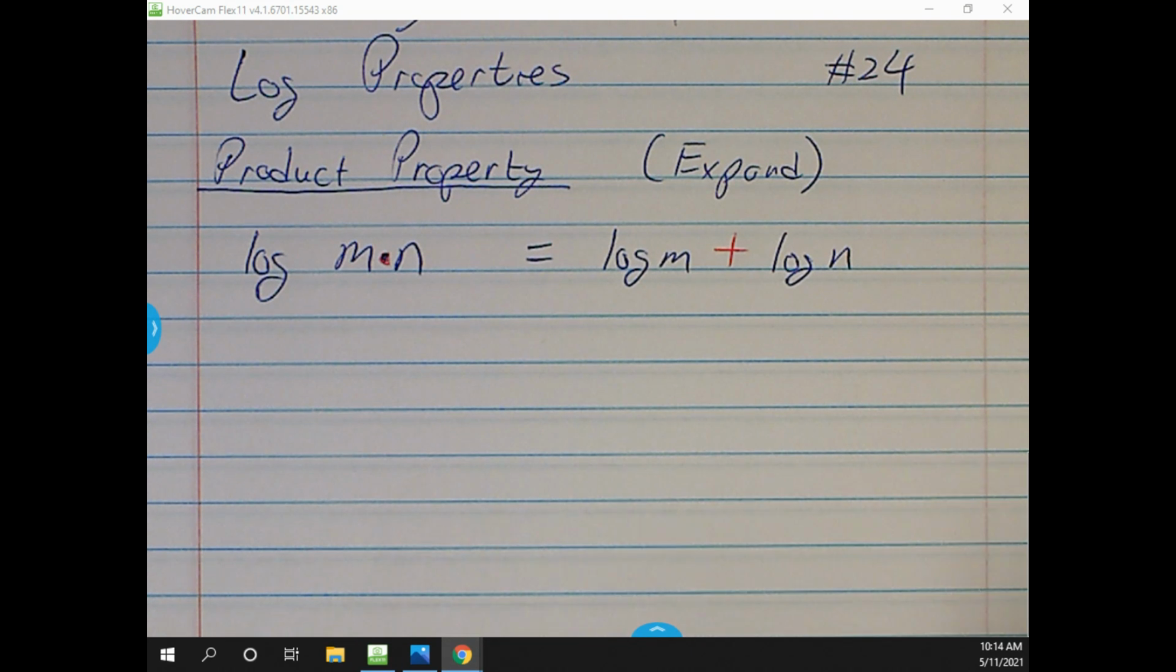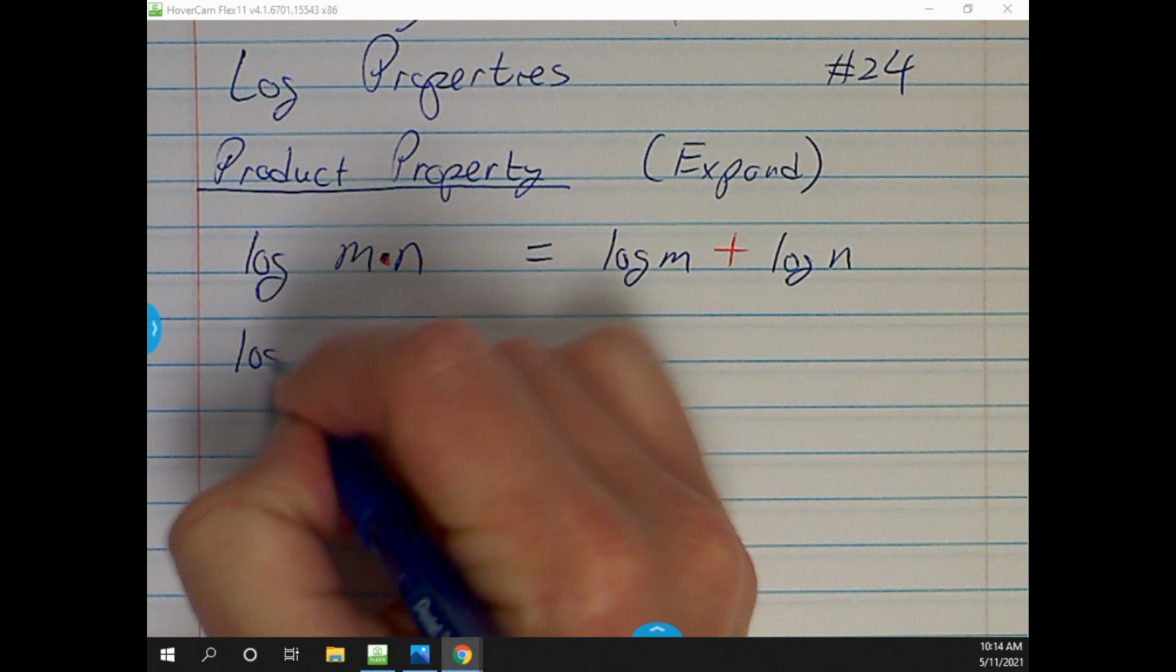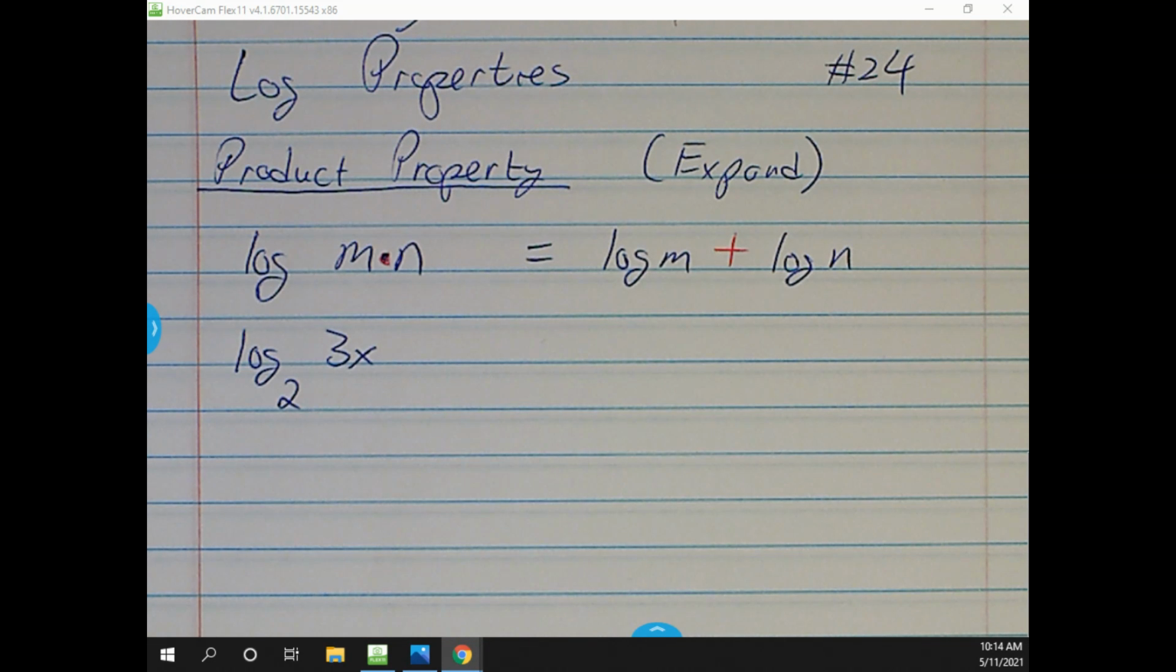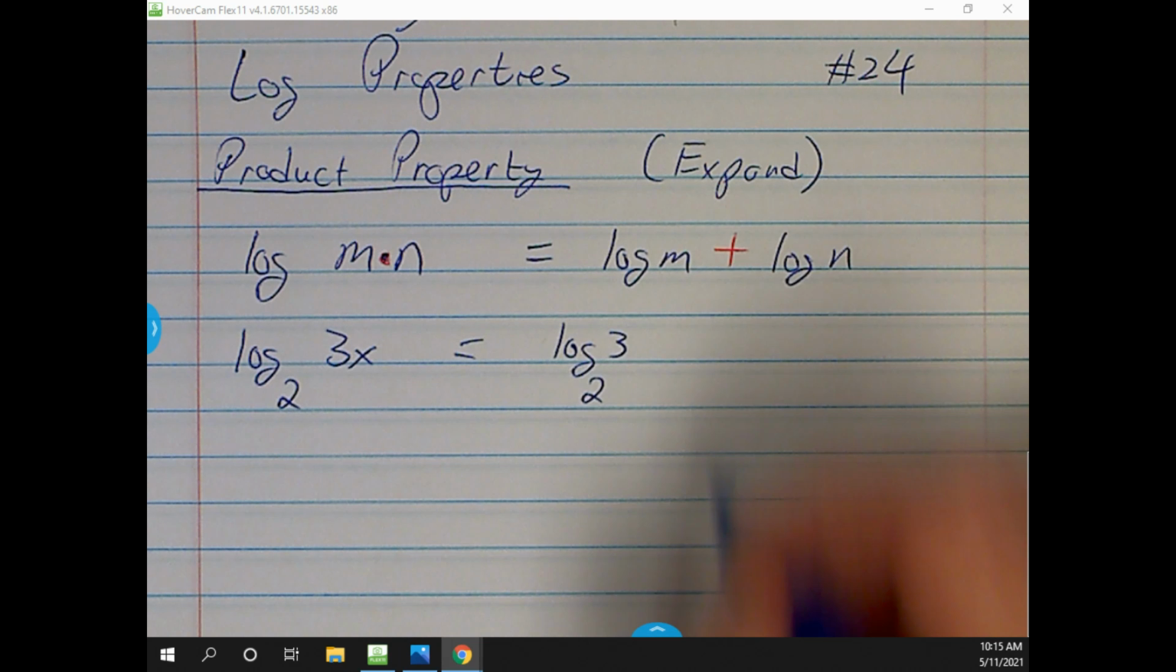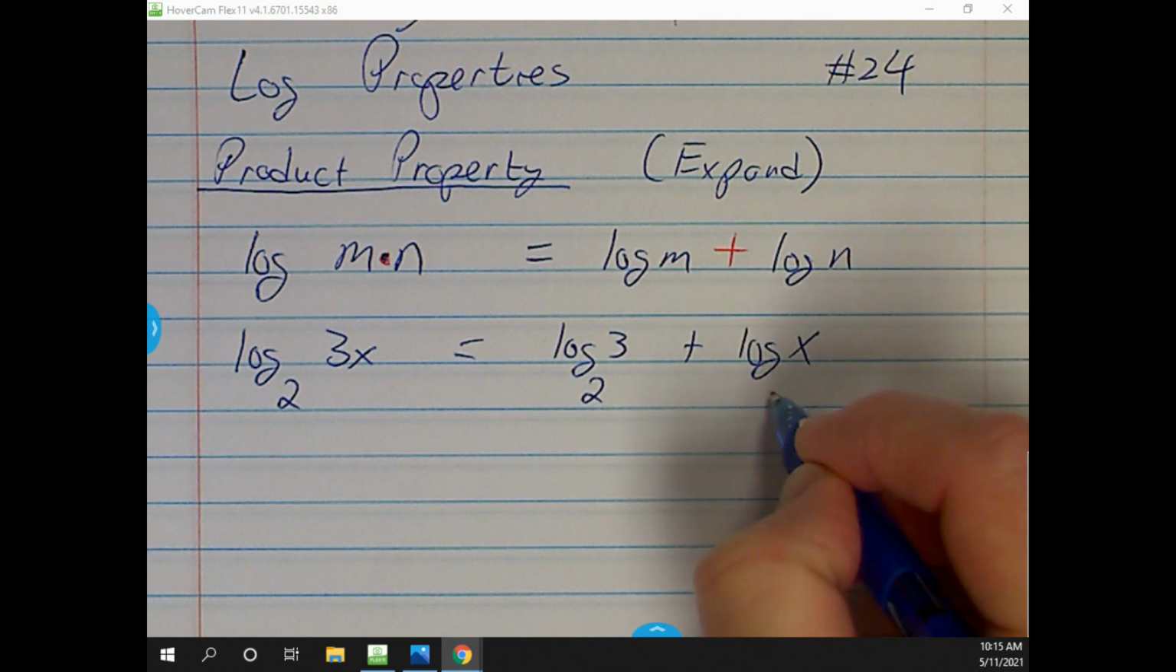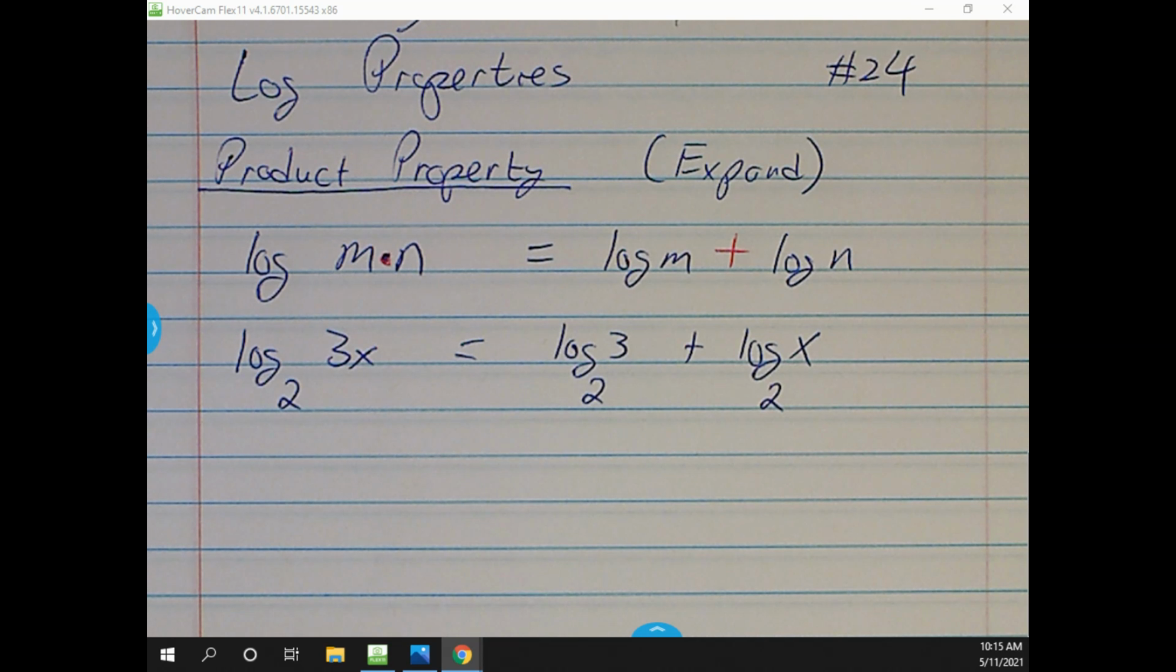So if this had been, and we'll give you one with some actual numbers in it here. So if you were doing the log of 3x base 2, this is just the basic property that you more than likely see. We're going to do the log of 3 base 2 plus the log of x base 2. Okay. And again, we'll come back and do some more of these, but that's just the basics that we're looking at.